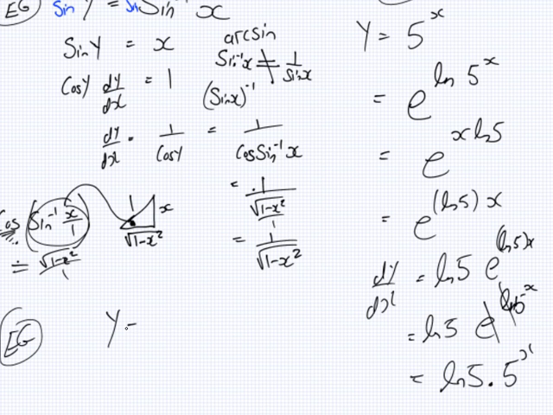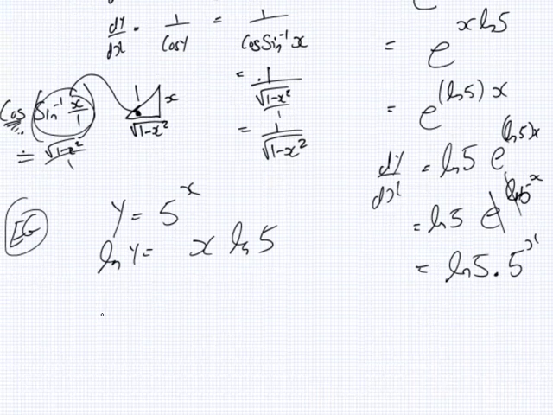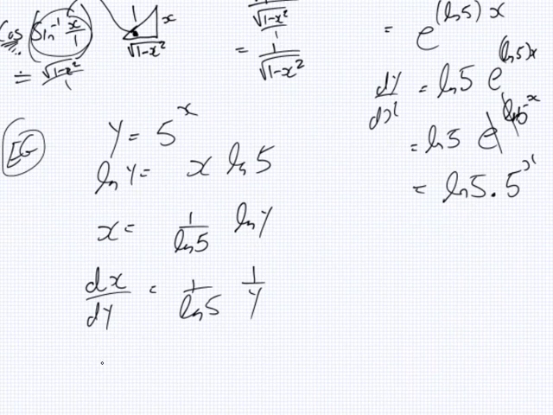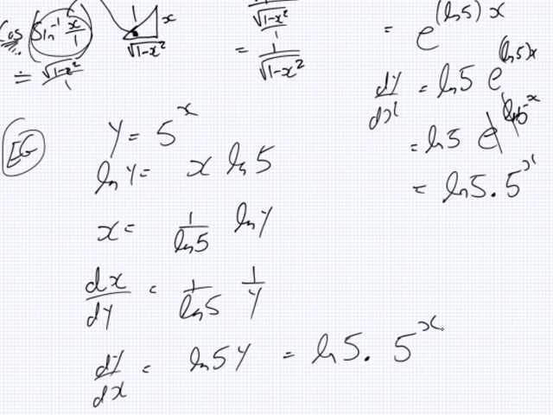You have y equals 5 power x. You could say log y equals x log 5. So you can say x equals 1 over log 5 times log y. And if you just imagine the x and y having opposite roles, you can say dx/dy equals 1 over log 5 times 1 over y. So then you get dy/dx equals log 5 times y, which equals log 5 times 5 power x. So I've just shown you 3 ways to do this one now.